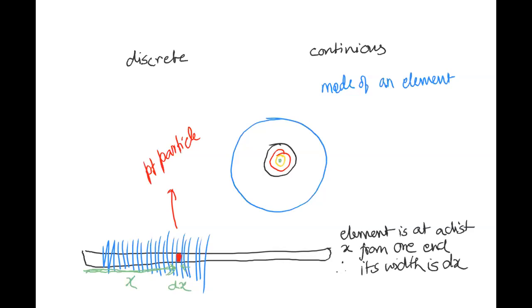Now this process will always be the same. Okay? You will have a continuous object, you will break it down into elements, and then for one element you will find whatever it is you want to find, whatever physical quantity it is you want to find. And then you will integrate that physical quantity to find the effect or the physical quantity for the whole object.